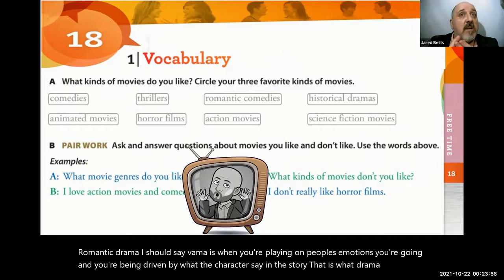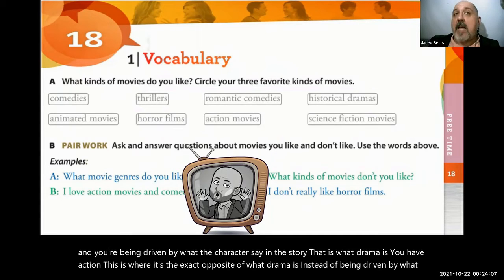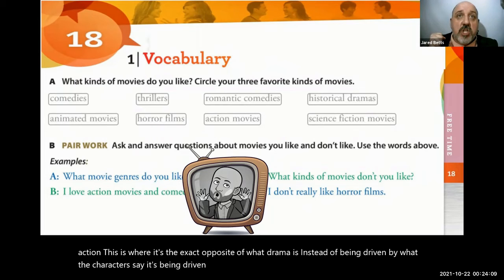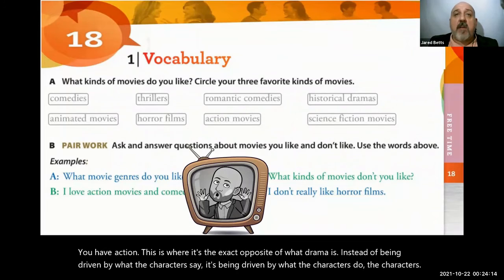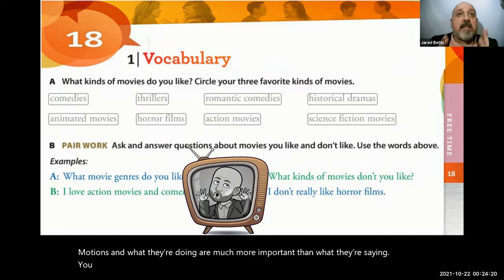You have action. This is where it's the exact opposite of what drama is. Instead of being driven by what the characters say, it's being driven by what the characters do. The characters' motions and what they're doing are much more important than what they're saying. You have comedy. Now, comedy is designed basically just to make you laugh.